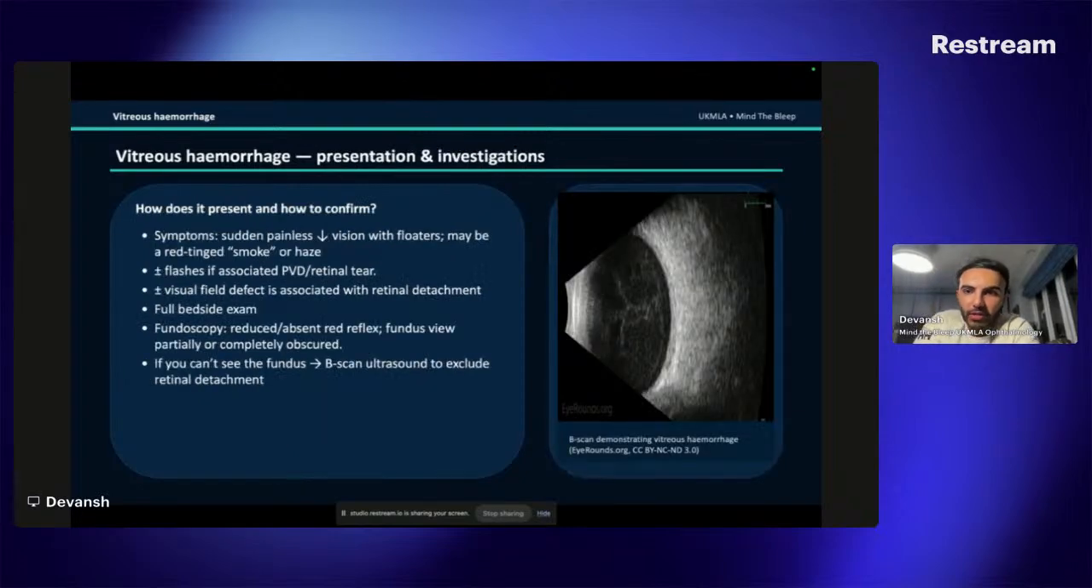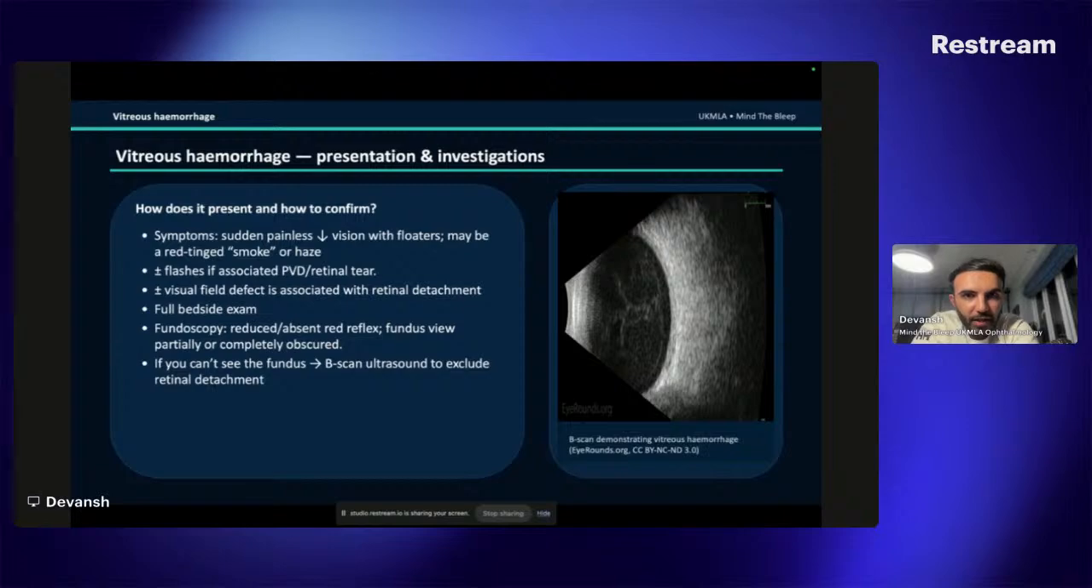In terms of presentation, key thing to note is sudden painless loss of vision with floaters. You may well have flashes and floaters if there's ongoing retinal detachment there as well. And you may well have visual field defects if it's associated with that detachment that we discussed before. So the key thing really is that loss of visual acuity, plus or minus the additional symptoms like flashes, floaters, and decreased visual acuity.